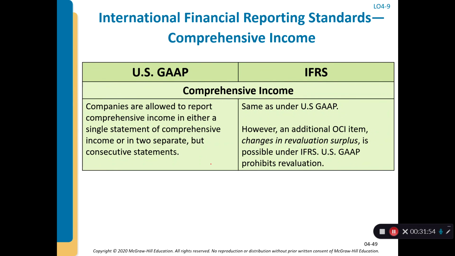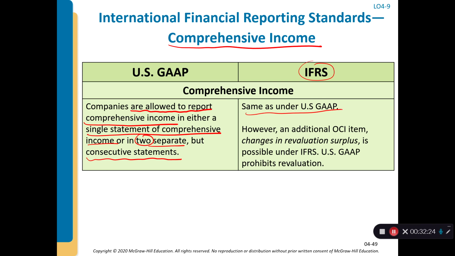Okay, so what's the difference between international financial standards in terms of comprehensive income presentation? Under US GAAP, companies are allowed to report comprehensive income in either a single statement of comprehensive income or two separate statements, as we showed earlier, but they have to be consecutive statements. IFRS is almost exactly the same as US GAAP, but an additional OCI item, changes in revaluation surplus, is possible under IFRS and not possible under US GAAP.